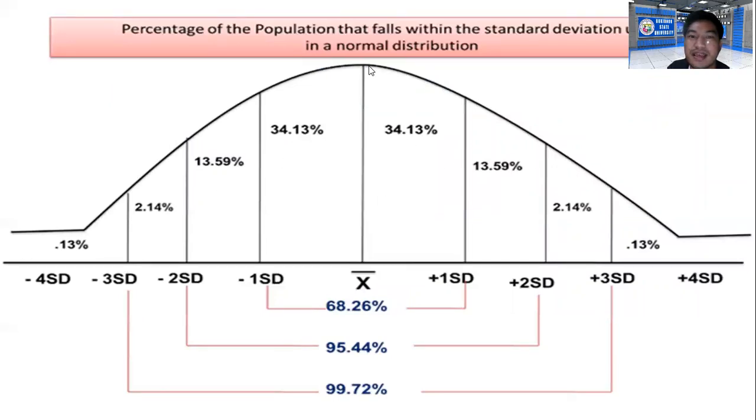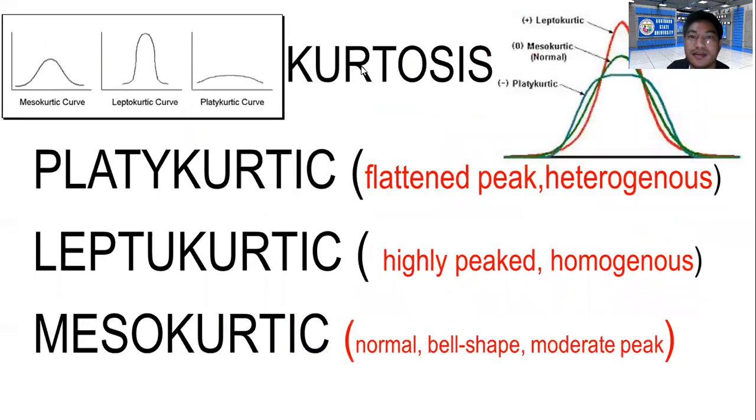So if nga ni siya, ang imong mean equals sa imong median equals sa imong mode. We also have here the kurtosis. We have the platykurtic. When you have platykurtic, flat, no, kani, flat. Flattened ang peak, then heterogeneous, meaning vary ang score. When you say leptokurtic, highly peaked kani, taas iyang peak. And then homogeneous, meaning cluster ang score in a certain, in the middle.